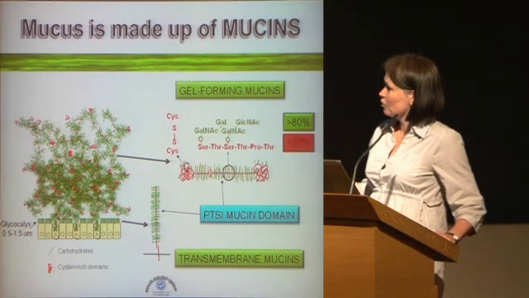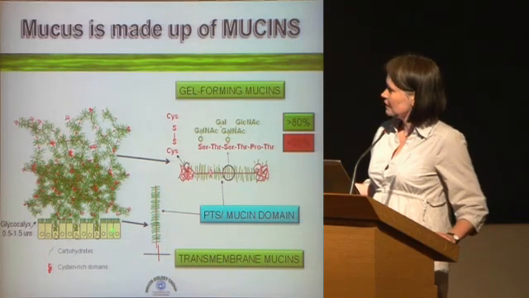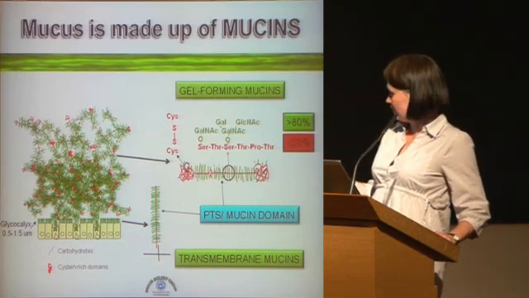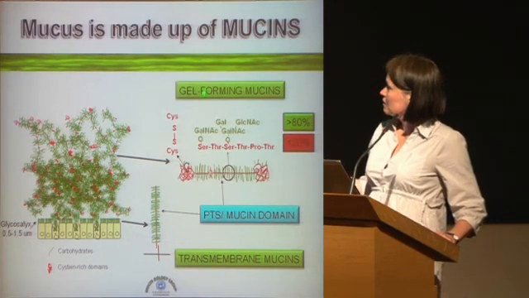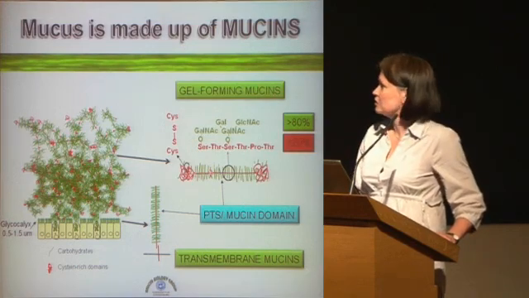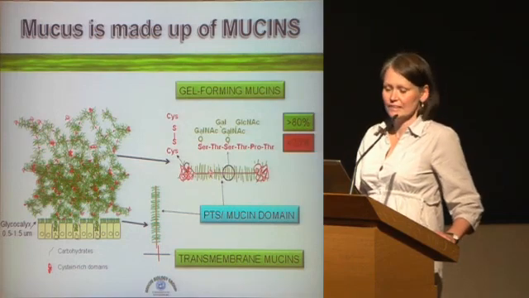There are two families of mucins. One is these transmembrane mucins that anchor to the apical surface of the epithelium and make up the brush border or the glycocalyx. And then there is this other type, the gel-forming mucins, which are oligomerizing molecules that are secreted and make up the mucus gel that is covering the epithelial surfaces.